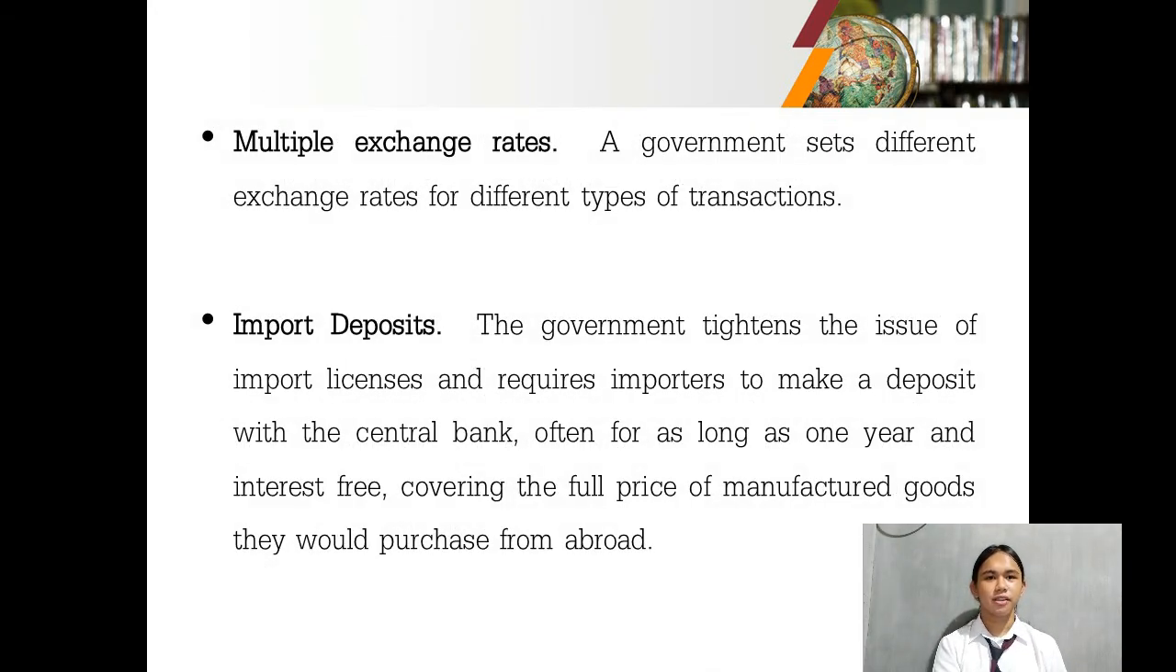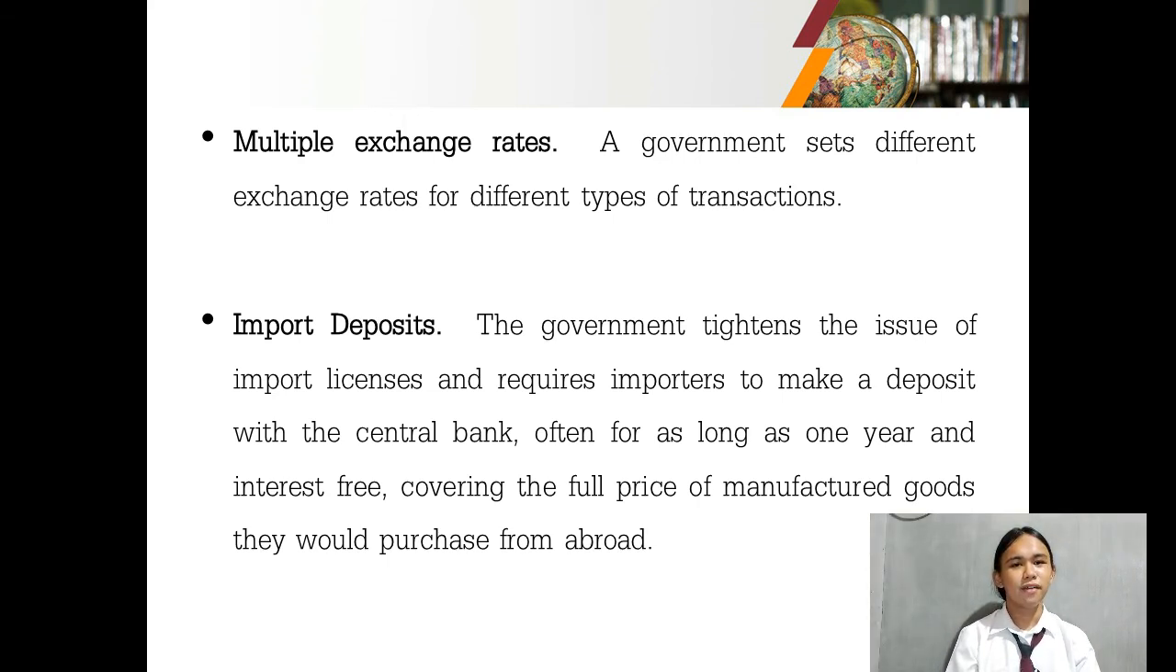Multiple exchange rate. The government sets different exchange rates for different types of transactions. This is a system where a country will have both fixed and floating foreign exchange rates at the same time, and both can be used when exchanging currencies in that country. In this situation, the market is divided into any number of segments, each with its own exchange rate.